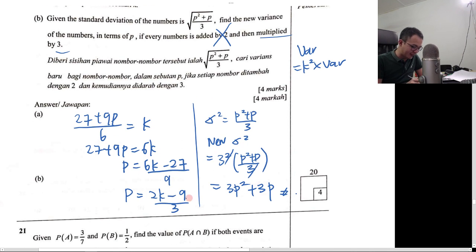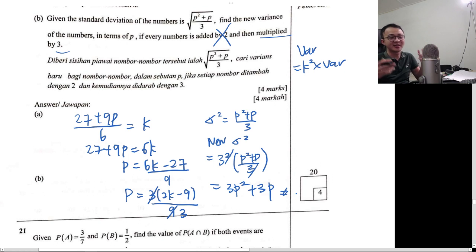How to get 2k minus 9? Alright, maybe I did it too fast. Okay, so I just factorize out the 3 on the top here, so I get 2k minus 9. And then the bottom is 9. 3 and 3 I simplify. Then I get 2k minus 9 over 3.